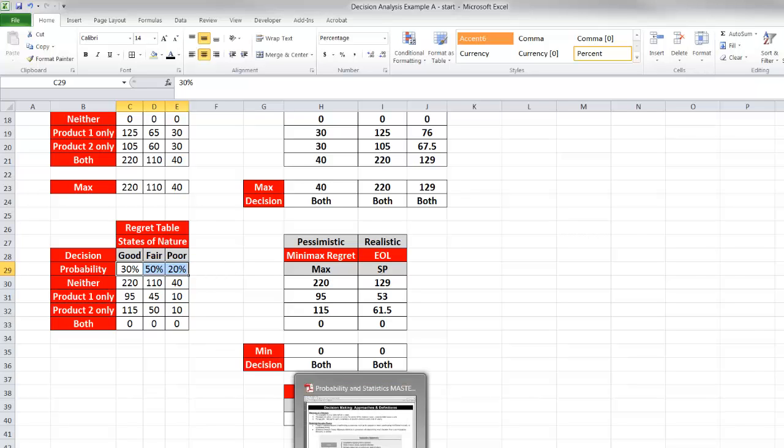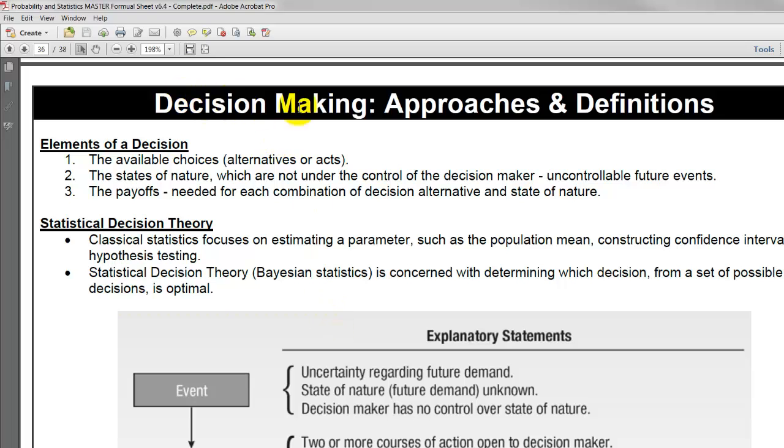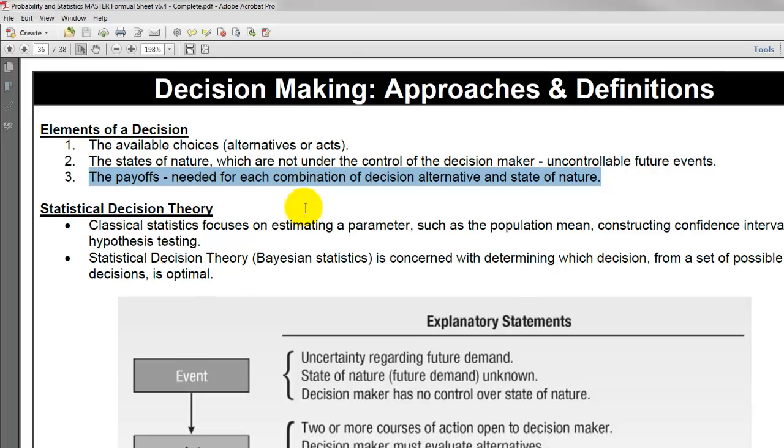So what I want to point out is that there are some notes available for these decision-making approaches. So the elements of a decision: we have the available choices. In this case, we have neither product 1, product 2, or both. We have the states of nature, which are usually not under the control of a decision maker. We don't know, for example, how the consumers will react. Then we have the payoffs. So in this particular problem, we have payoffs. It's likely we could have other tables, payoffs, or perhaps costs and things like that.